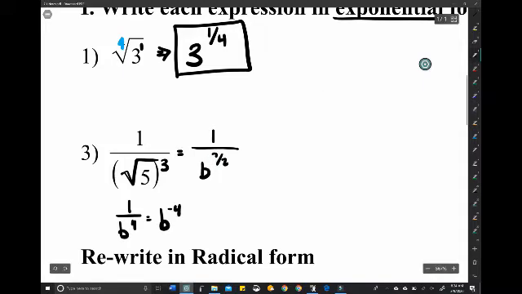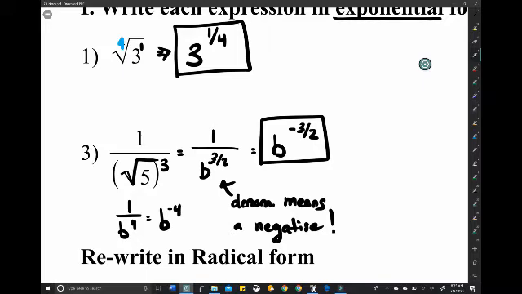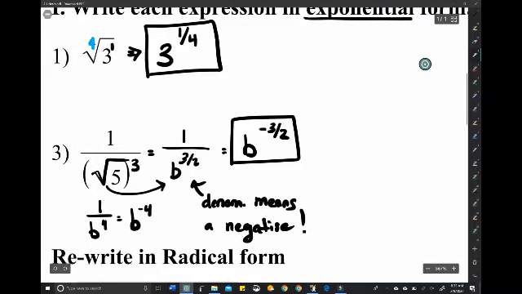Let me rewrite that. 3/2. Now the fact that it's in the denominator means a negative exponent. So the last bit is just to rewrite this as b to the negative 3/2. It's really considered improper, but it will actually help us later on when we do some properties here. So fix it as a fraction and then take care of the negatives.